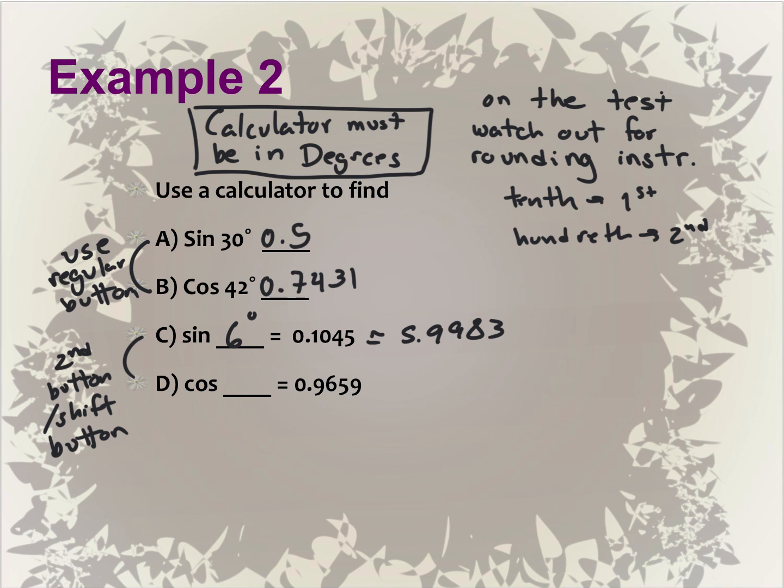Now for the cosine, it is 0.9659. The angle is going to be 15. Now, if you were to put it in the calculator, you get 15.0057. So it's pretty close to 15. So again, I just round to 15. Remember, for this one it is sine to the negative 1, and then you plug in the decimal. And for this one it is cosine to the negative 1, and then you plug in the decimal.